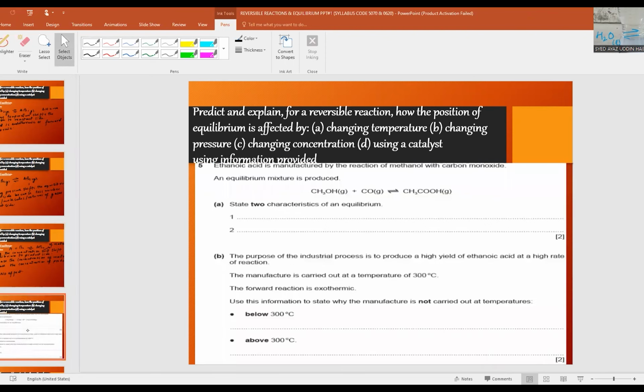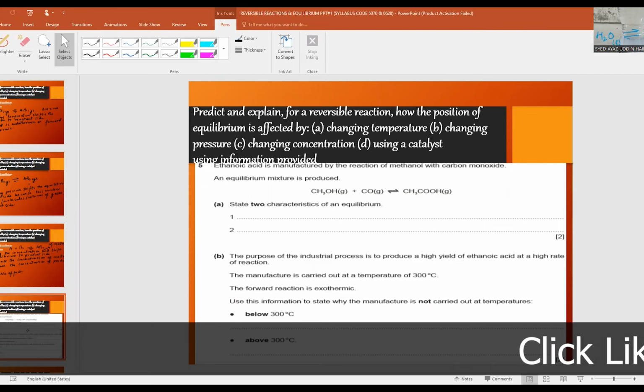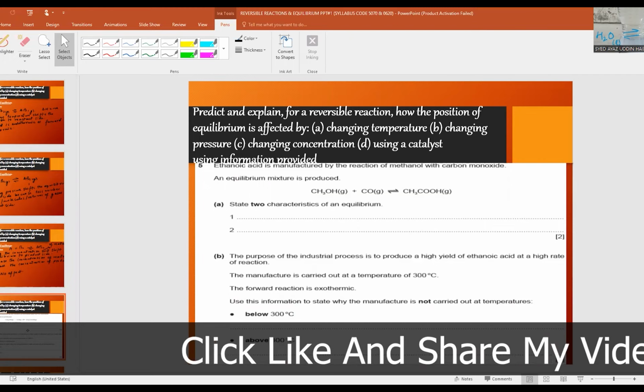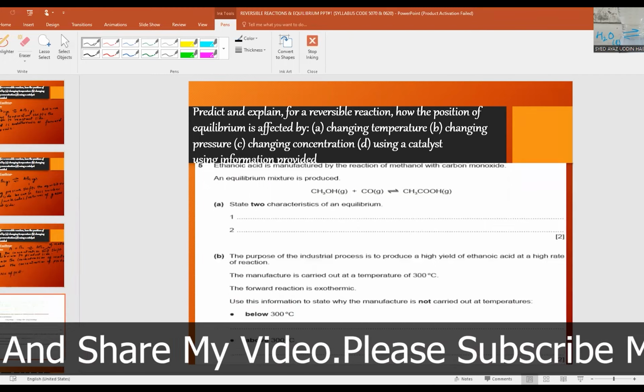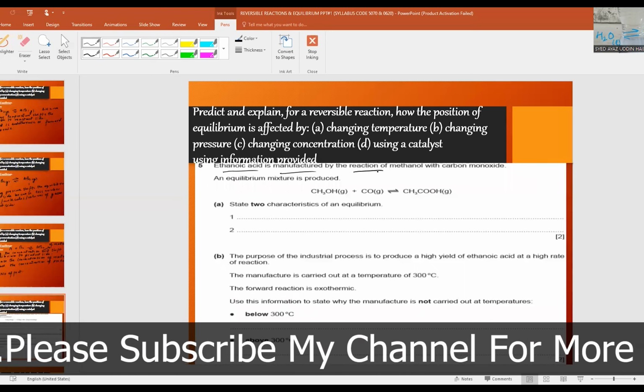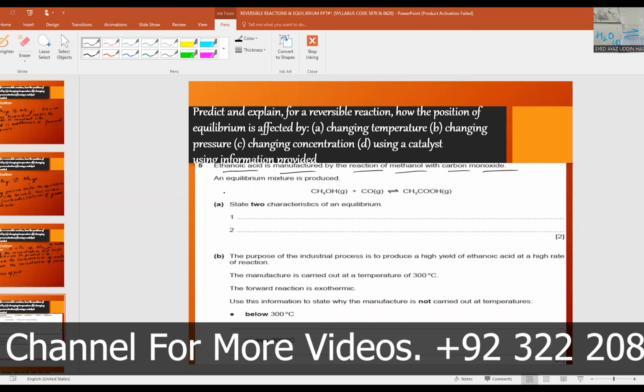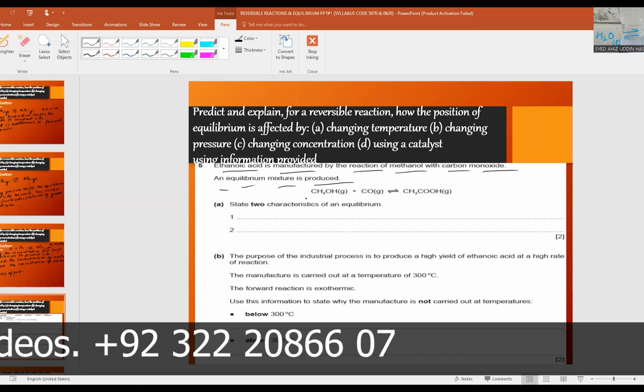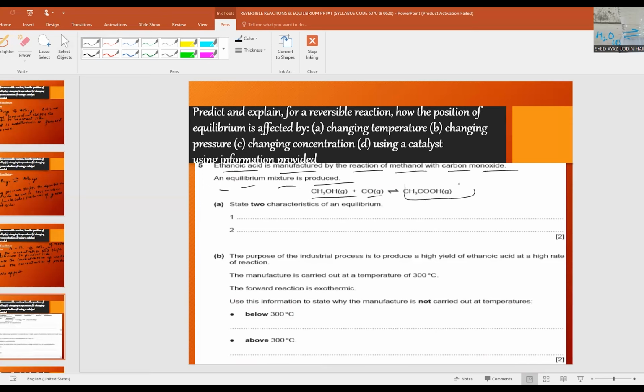Try these past paper questions by yourself. I will share the answers in the next video lesson. We have first question: ethanoic acid is manufactured by the reaction of methanol with carbon monoxide. An equilibrium mixture is produced. This is methanol, carbon monoxide, and this is ethanoic acid. State two characteristics of an equilibrium.